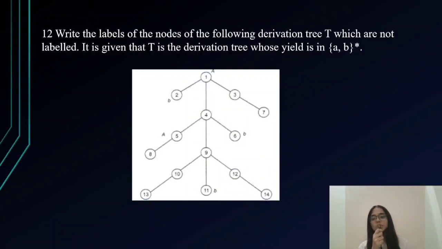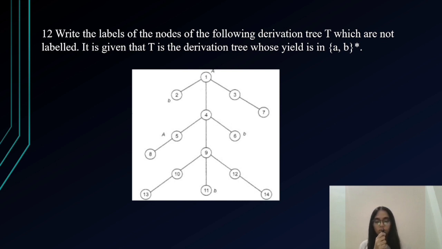Okay, now let us proceed to question number 12. Write the labels of the given nodes of the following derivation tree. We have to write the labels of the given nodes of the derivation tree which are not labeled. We have to label them. It is given that T is the derivation tree whose yield is in {A, B}*.